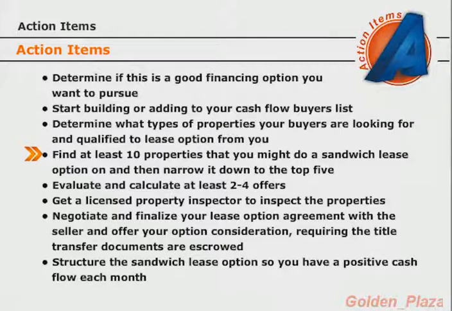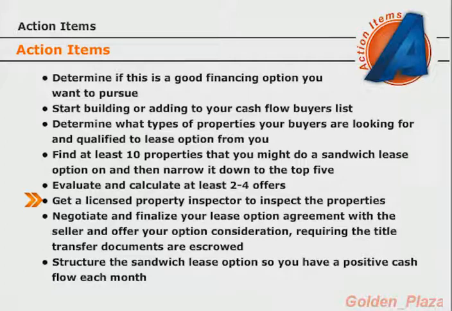Then, using the methods discussed, find at least 10 properties that you want to do a sandwich lease option on, and then narrow that list down to 5 as you interview the sellers and do your due diligence on each property. After you have your properties, evaluate and calculate at least 2 to 4 offers using your exit strategy as the basis for the offer amount and option consideration. Make sure you have a licensed inspector evaluate the properties you're interested in sandwich lease optioning to make sure they are in good enough repair.